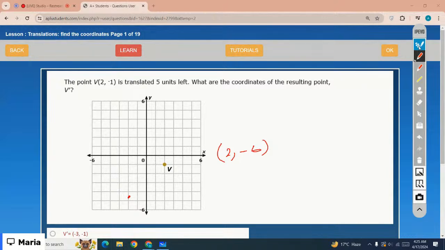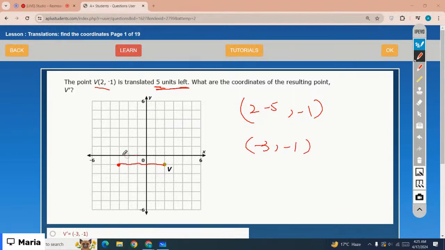Okay, the point V, 2, negative 1, is translated 5 units left. Right and left movements are on the x-axis and up and down movements are on the y-axis. So you have to do 5 units left. You have to subtract 5 from the x component. Or you can see here, go 5 units, 1, 2, 3, 4 and 5. Here it is. So 2 minus 5 is negative 3, and negative 1. The coordinates are negative 3 and negative 1.